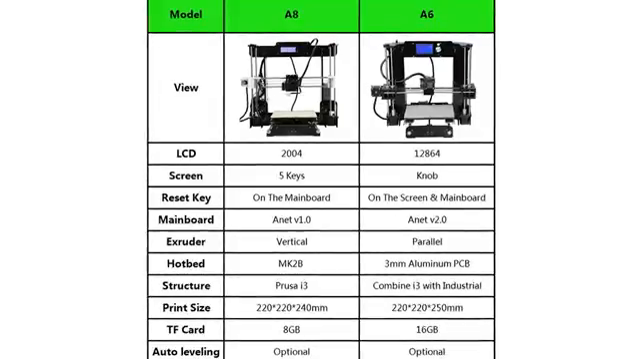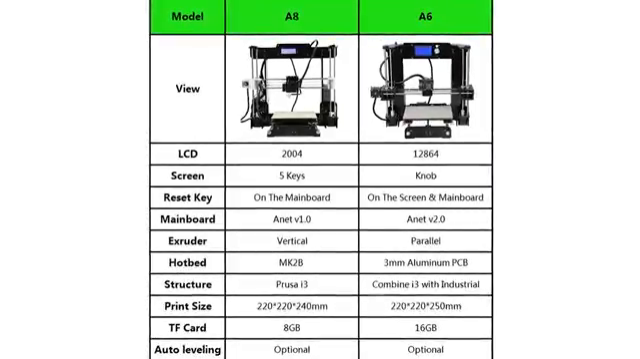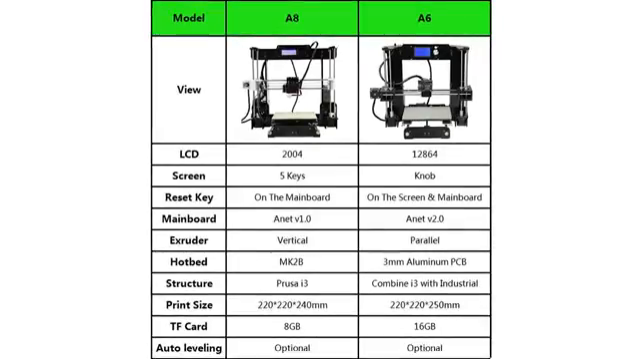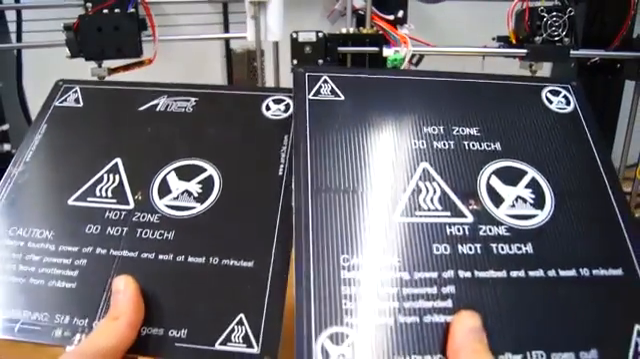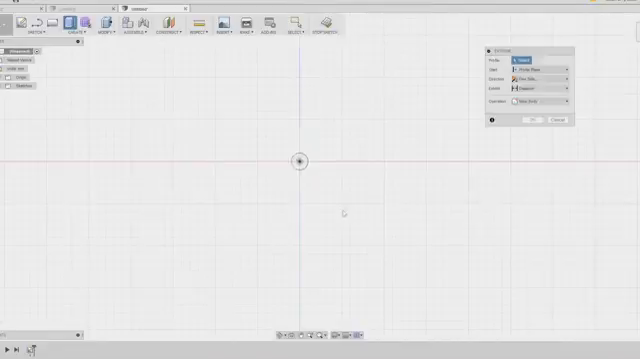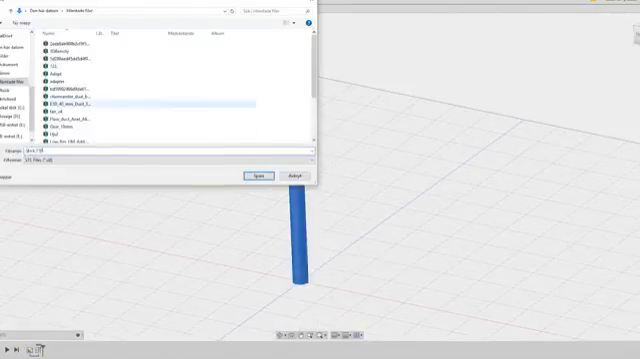And once again, looking at the comparison table, the Anet A6 is using an upgraded heated bed, but once again, they are exactly the same. Both printers are, however, able to be modified with automatic leveling. I will leave a link to a tutorial down below if you would like to do so.